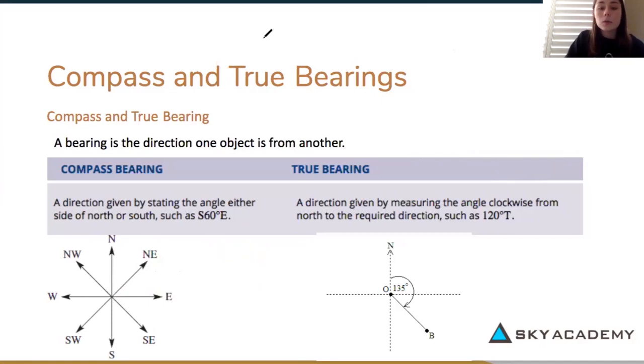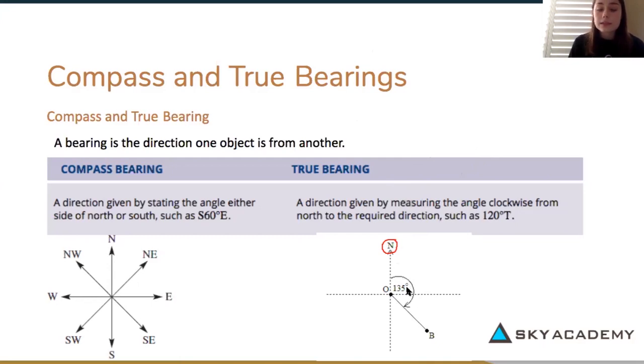Now let's have a look at true bearings. A true bearing is a direction given by measuring the angle clockwise from north. If you remember before, I said a compass bearing has two origins, north or south. A true bearing has one origin, which is north, which is indicated here. And so in a true bearing, you are measuring how far a line is, or an object is, for example, B, from the point of origin north. So true bearing has one point of origin north, compass bearing has 2 points of origin north or south.